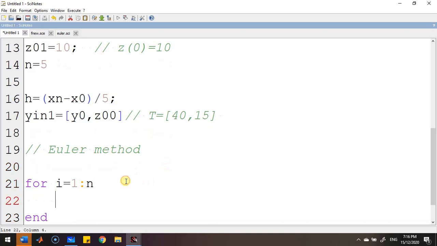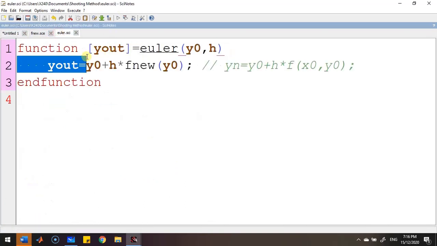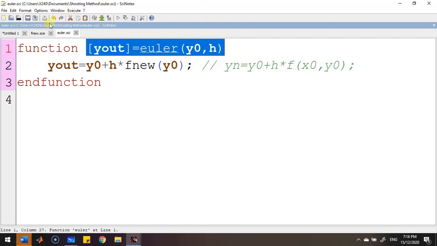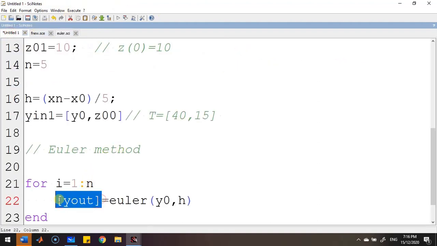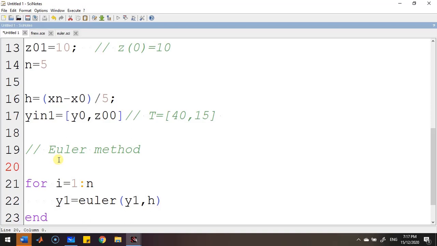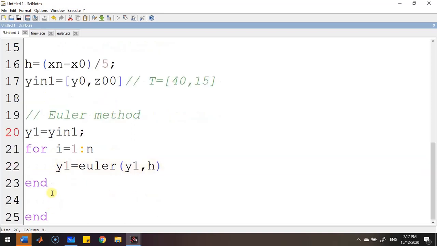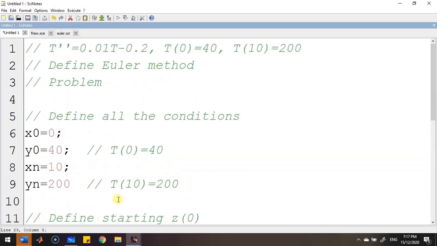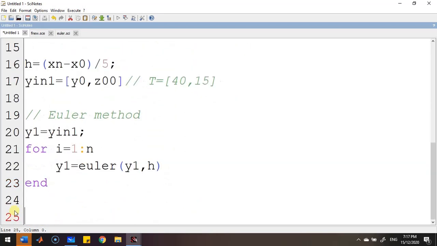Okay, I'm going to look at this Euler method here. So what do I have? I'm going to call it y1 equals Euler(y1, h). The reason I'm writing y1 is that I need to update my Euler with my y values, so that I don't have to update them separately. So what is y1? y1 equals my y in 1. That should give me the first approximation. So let's write it down.